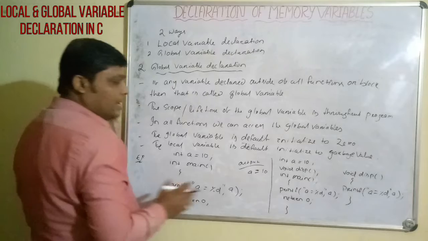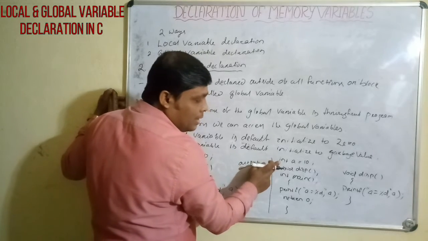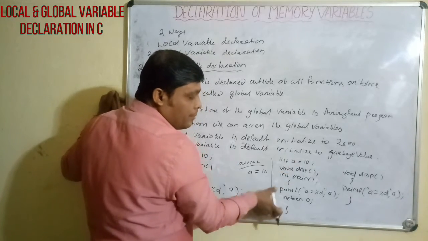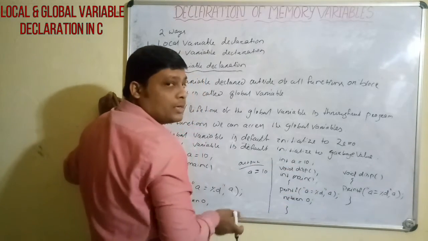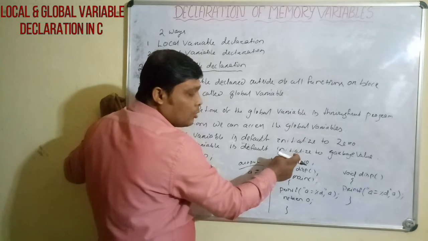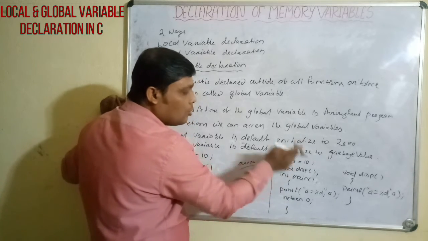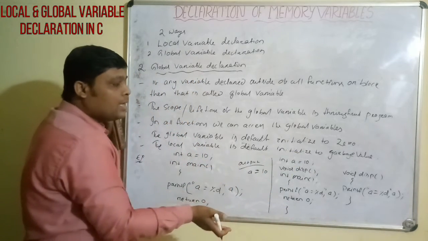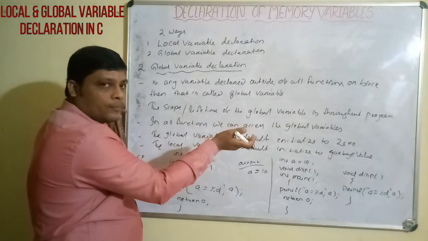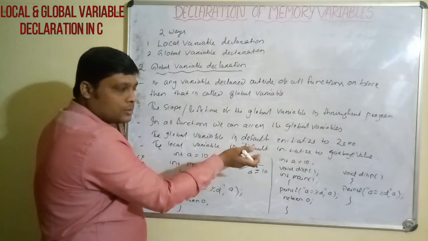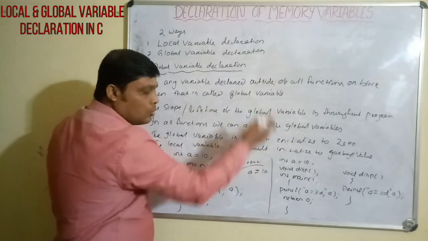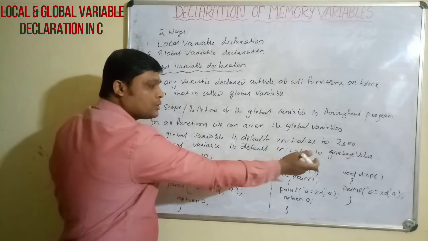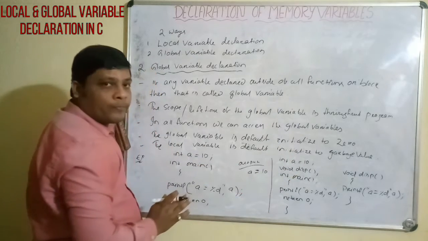Clear? Now see, I have declared a outside main, also outside the display function. So a is a global variable here. In this case a is a global variable because it is declared above all functions, outside of all functions. So its scope is within the whole program. In all functions I can access this a.